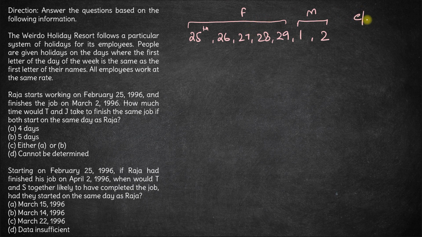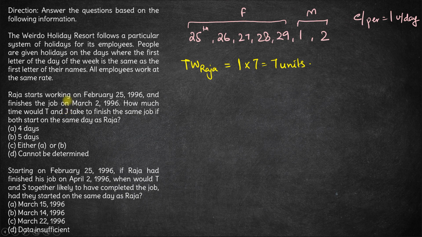Assuming that efficiency per person is 1 unit per day, for simplicity let's assume this. So what is the total work done by Raja? His efficiency is 1 unit per day and he works for 7 days. So the total work to be done is 7 units. Okay. Now the question is, how much time would T and J take to finish the same job if both start on the same day as Raja? Now there are two people, T and J, so their names start with T and J. So J will not receive any holidays, right?